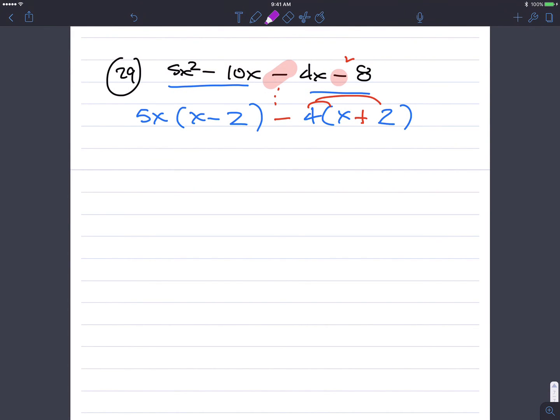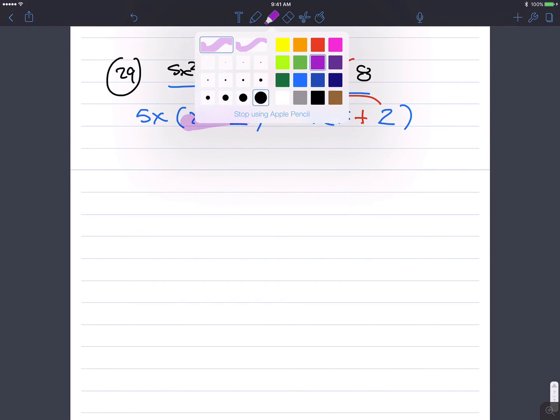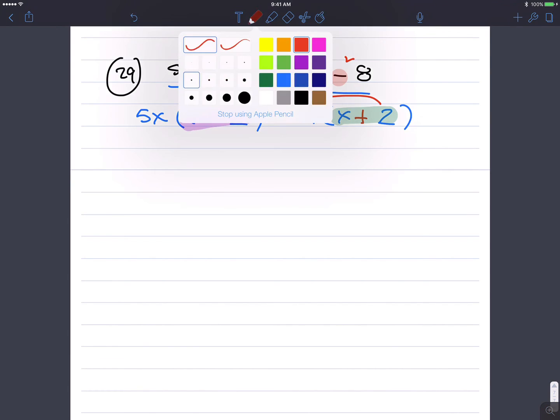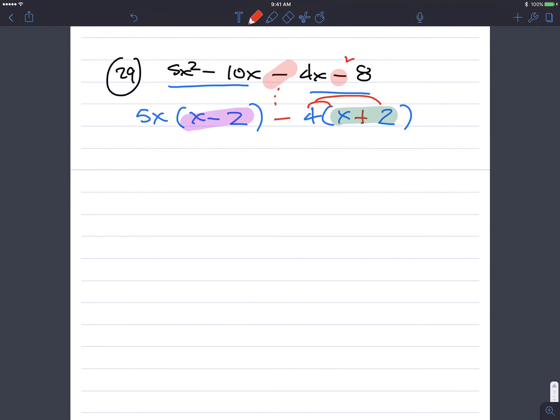Is that what we got here? Double check. Now, I got an x minus 2 here, and what do I have over here? I got x plus 2. Did we do everything correct? Did we follow the steps? Oh, okay. Well, is it factorable or unfactorable? Well, what we say here is that these four terms are not what? Factorable.